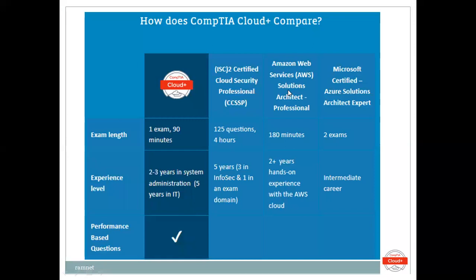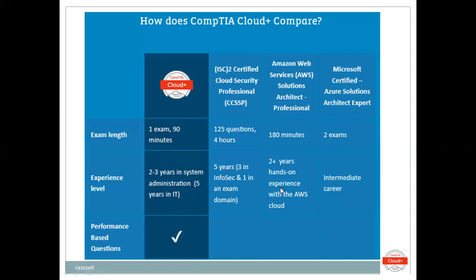How does Cloud Plus compare with other certifications? What are the other certifications? CCSP, the Cloud Security Professional, and Amazon Web Services and Microsoft Azure certifications. Exam length: Cloud Plus is one exam of 90 minutes. CCSP is 125 questions in 4 hours. AWS is 180 minutes, and in Azure there are 2 exams you need to write, but in Cloud Plus you write only 1 exam. Experience level: 2 to 3 years, versus 5 years in IT and 3 years in InfoSec for CCSP.